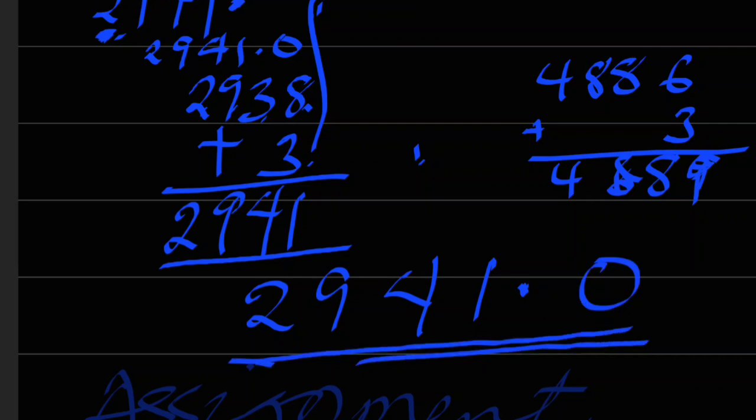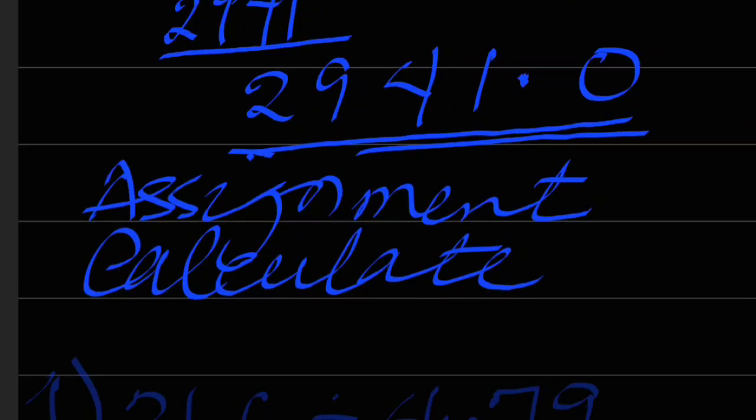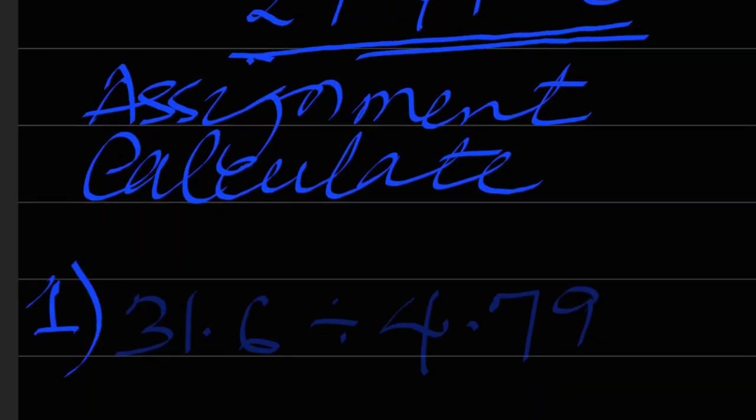I believe we have explained this. Let me leave you with work assignment. Calculate 1.6 divided by 4.79.